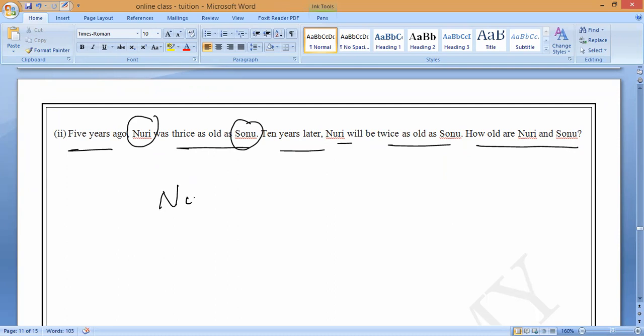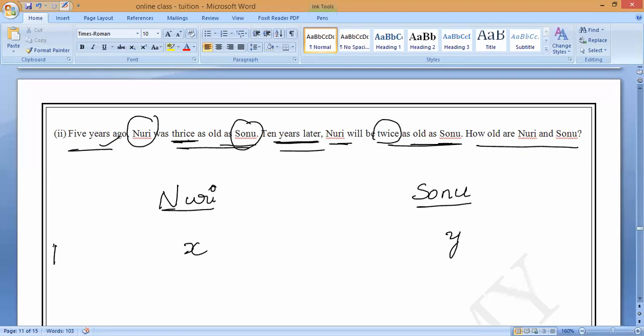Ma'am, Nuri, X and Sonu is Y, ma'am. Okay. Nuri and Sonu. 5 years ago, Nuri was thrice, thrice means 3 times, as old as Sonu. 10 years later, means after 10 years, Nuri will be twice, twice means 2 times, as old as Sonu. How old are Nuri and Sonu? Now, let us assume Nuri's present age is X years and Sonu's present age is Y years. These are the present ages of Nuri and Sonu.